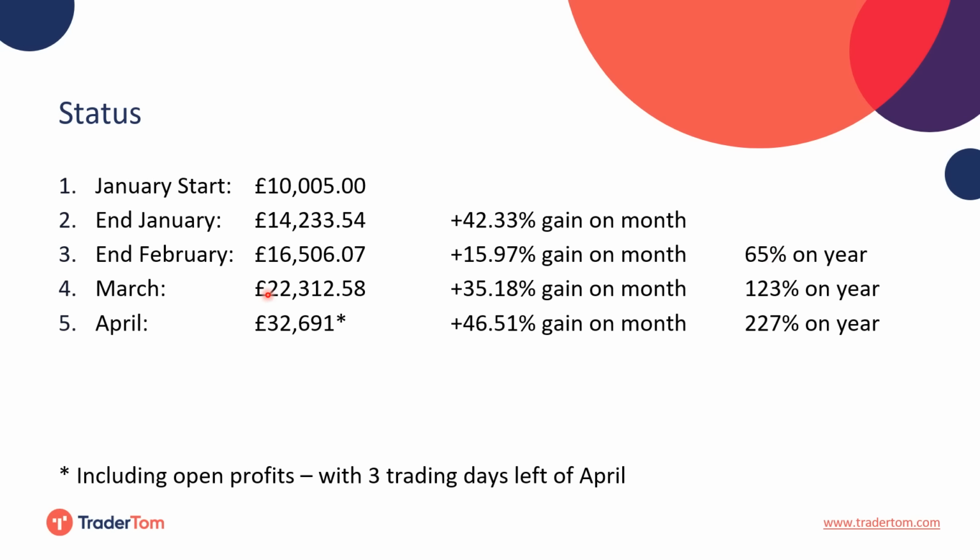March was better. I made 35% on the month, which took my account to 123% on the year. But April, in spite of the extended Easter holiday that I had, has been the best month so far, in large part helped by the tremendous volatility. And I am a volatility trader, and I'm a particularly strong trader when the market falls. That is my forte. I love shorting.